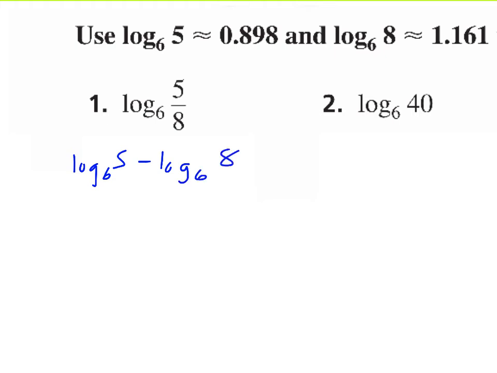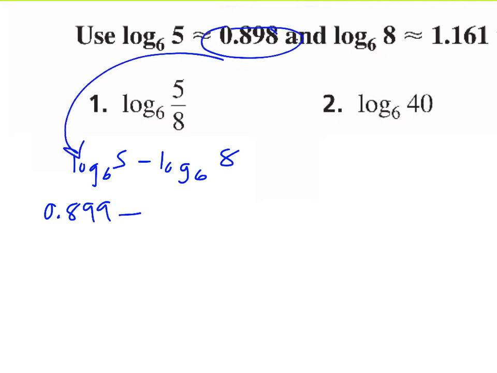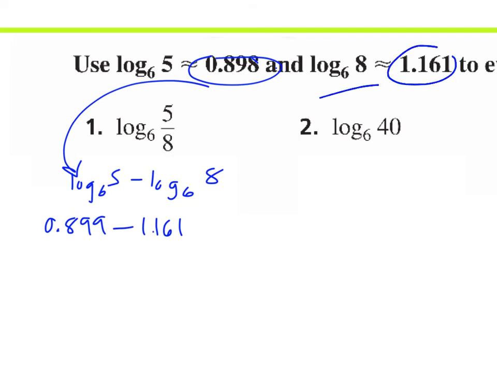What is log base 6 of 5? 0.898. Awesome. So we're just plugging this in here. And then what is log base 6 of 8? 1.161. Awesome. So we're just taking this and plugging it in here. And then we just have to subtract. So what do we get when we subtract? Negative 0.263. Perfect.